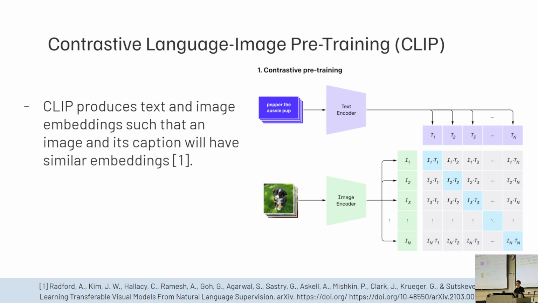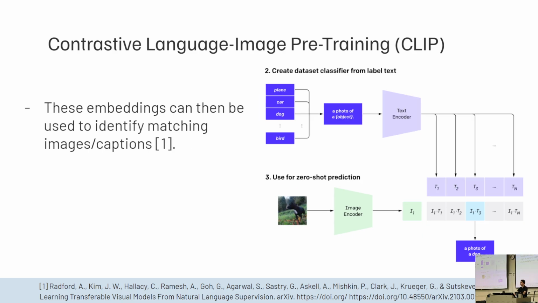But there's another thing you can do with these embeddings: you can use them to identify matching images and captions. Once you've trained your CLIP model, let's say you want to predict a caption for some given image. You generate the embedding of that image, and then compare it with the text embeddings of a bunch of possible captions, and whichever one is most similar, you select as that caption. In this case, for the photo of a dog, you would compare that image embedding with a photo of a plane, a photo of a car, a photo of a dog, and in the end, the caption "a photo of a dog" would be associated with that image.